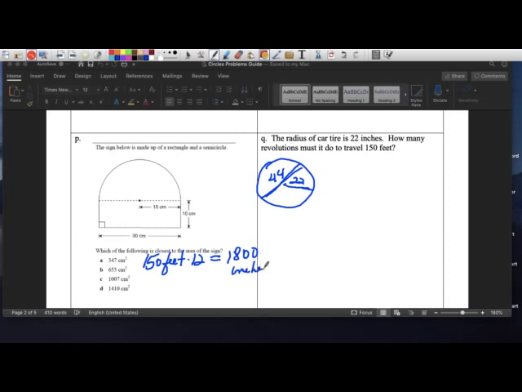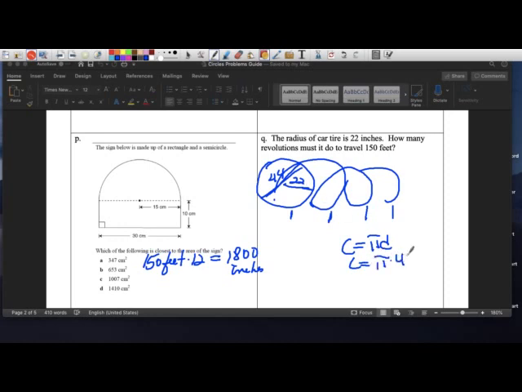So imagine a car tire and it starts here. So every time it spins, it travels a certain distance, right? And then it spins again and spins again. So every time it spins one revolution, how much does it travel? The distance traveled would be your circumference. So let's find our circumference. C equals pi d. C equals pi, and the diameter we know is 44. Let me multiply that out. 44 times pi, and I get that the circumference is 138.23 inches.